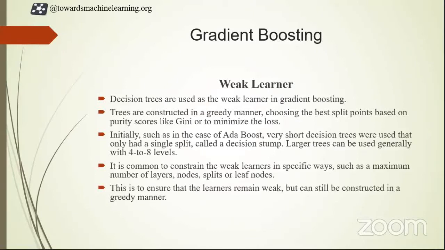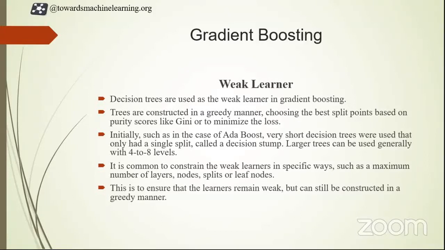Now the weak learners. Decision trees are normally used as the weak learners. As you have seen in AdaBoost, we made a stump, just one node and two leaves. That is the weak learner for AdaBoost. In gradient boost, you can build larger trees, generally with 4 to 8 levels. You don't have to make a decision stump, you have to make a whole tree.